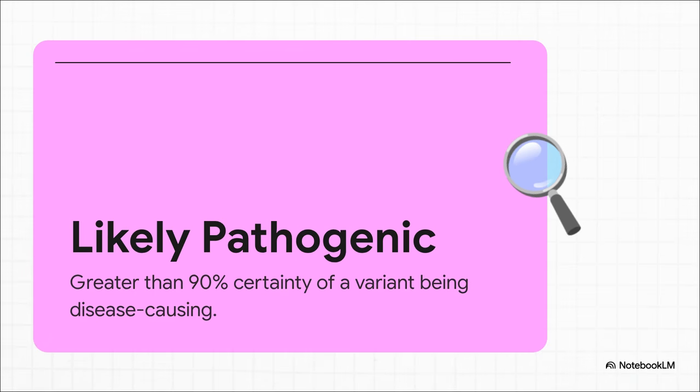Okay, next we have likely pathogenic. Now, the word likely can feel a bit wishy-washy, but here it's actually very specific. This is one of the coolest parts of the guidelines. They put a number on it. Likely pathogenic means there's a greater than 90% certainty that this variant causes disease. So yeah, it's not 100%, but it's really, really close. You can act on this with a very high degree of confidence.